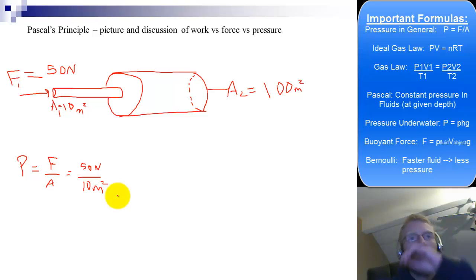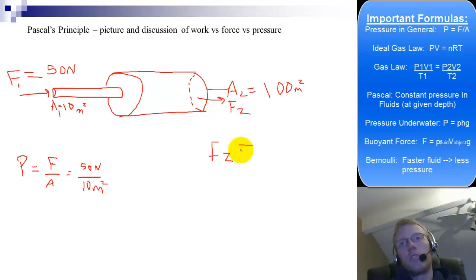It's getting pushed. So you push it forward on this piston, it's going to push this fluid through here, push the fluid through here, and there's going to be a force then on this side. Let's look at that force. Force 2, remember pressure is force over area, so force is pressure times area, which is 50 newtons over 10 meters squared. That right there was our pressure, times 100 meters squared.